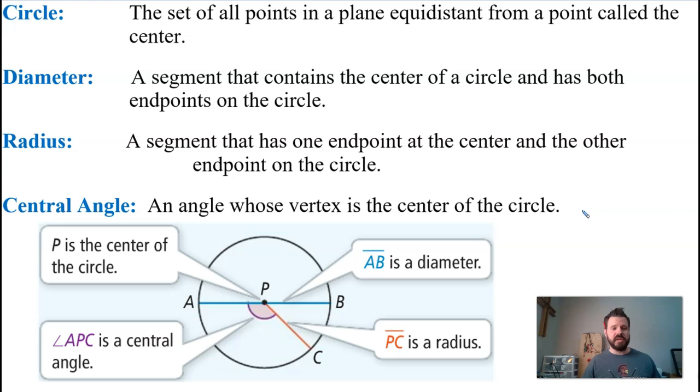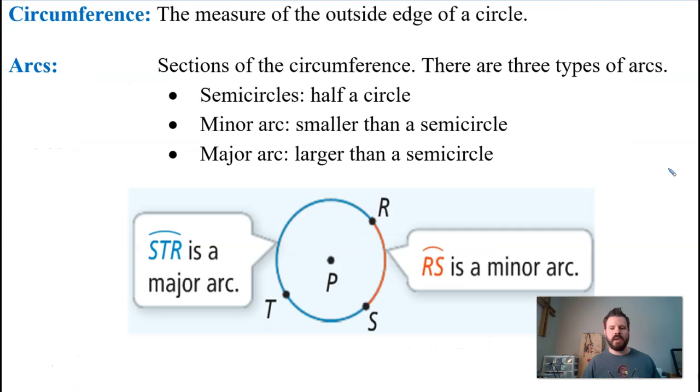And then getting into the new stuff, we're going to start off with a central angle. I'm going to say that's an angle whose vertex is the center of a circle. So for example, we could say that angle APC is a central angle. This angle here is a central angle because its vertex, its beginning, is at the center of the circle. So an angle at the center of a circle. A few more definitions for you. Circumference of a circle is the measure of the outside edge of the circle. So in other words, the distance around the circle. Something you've seen before.